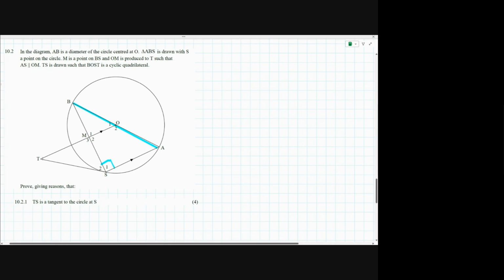We're given parallel lines, so we're told that AS is parallel to OM. And it does tell us that OM is produced to T, so that's what I was saying earlier. It means it's all one straight line.